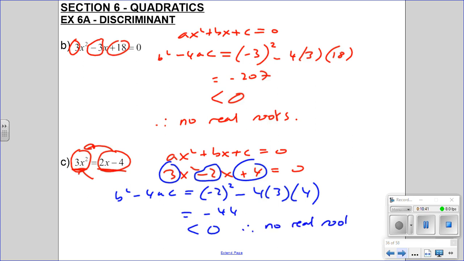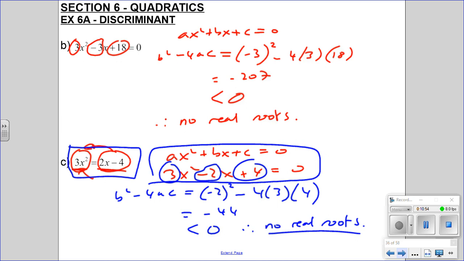But just understand the context of the question. It means that 3x squared does not cross 2x minus 4. Or it means that 3x squared minus 2x plus 4 does not cross the x-axis. Okay? End of video.